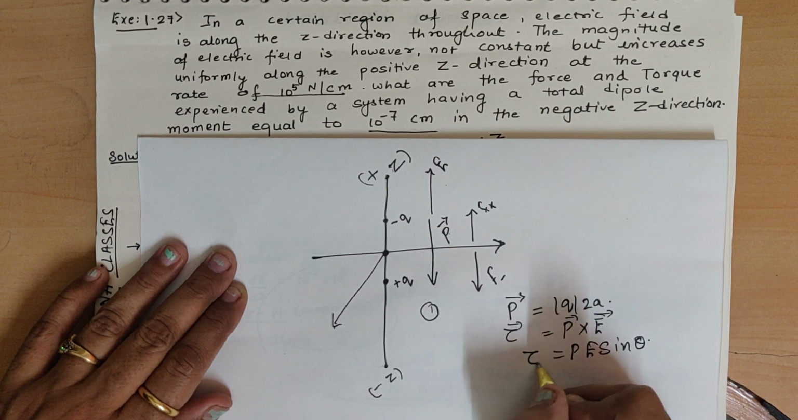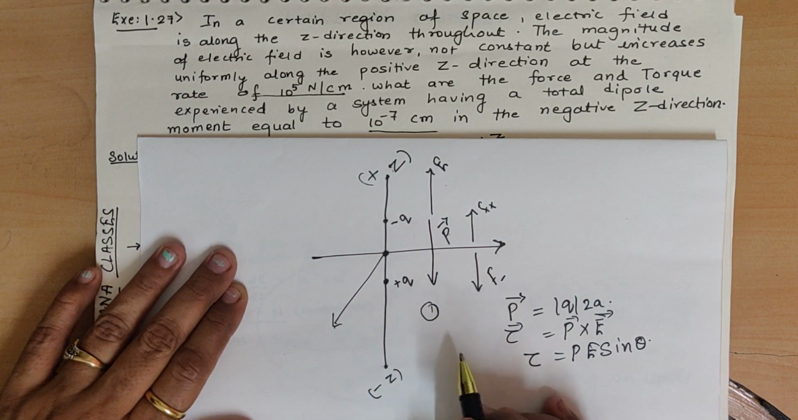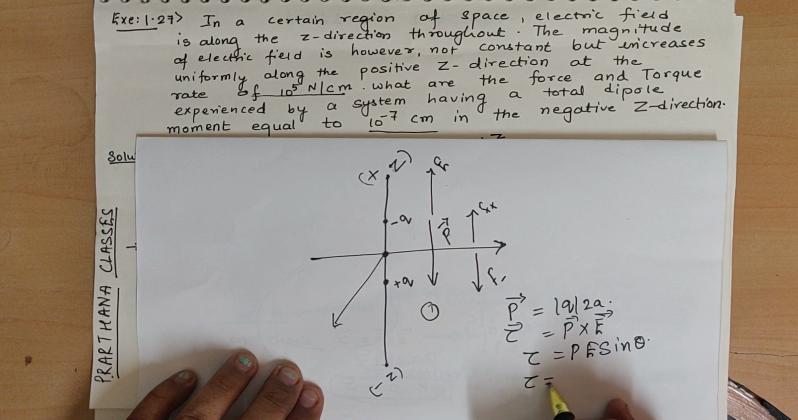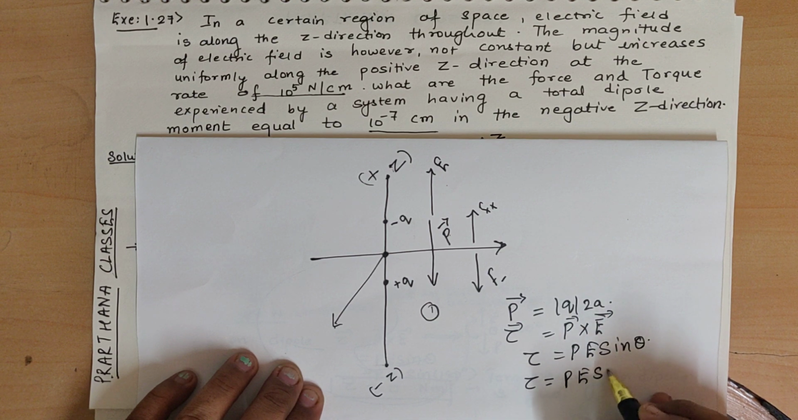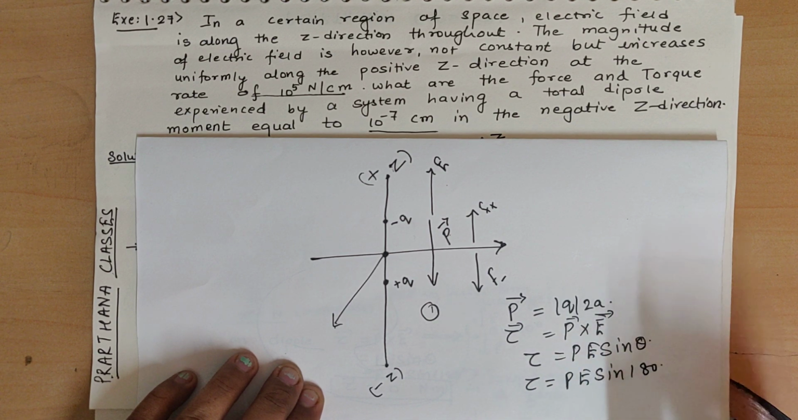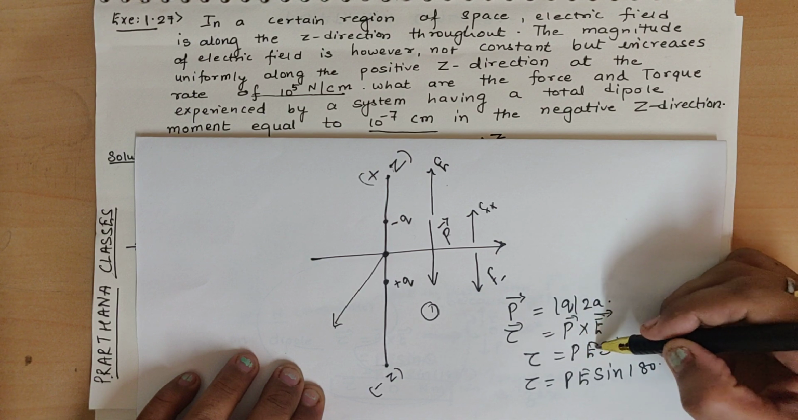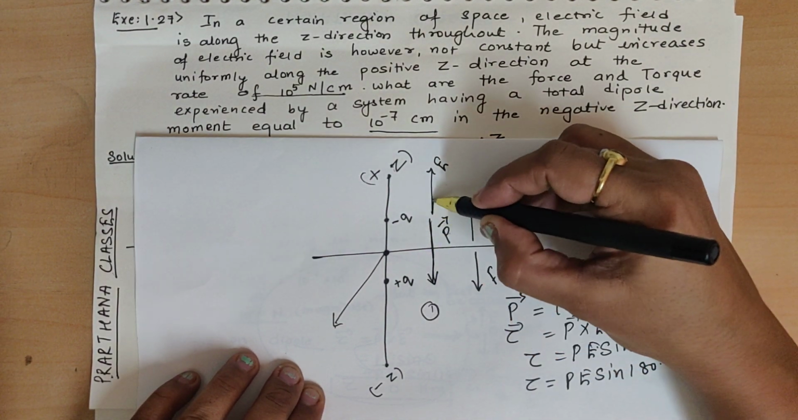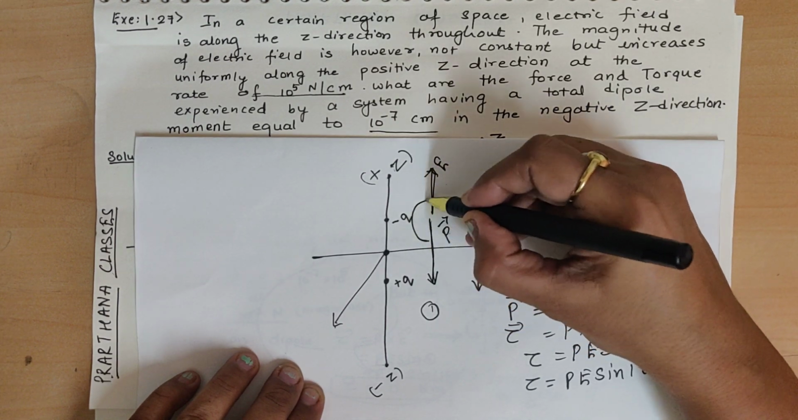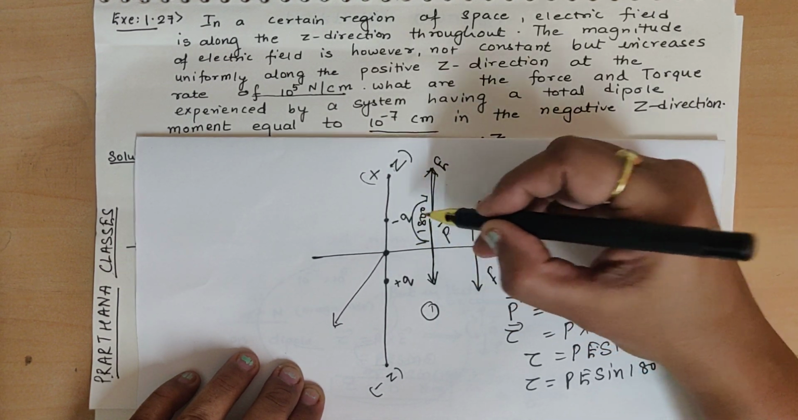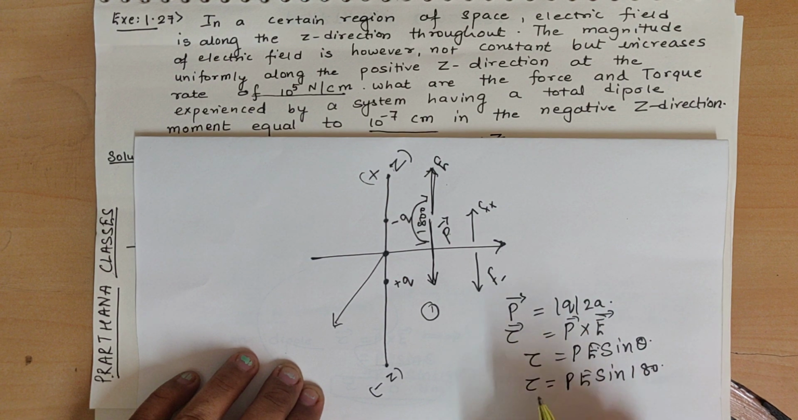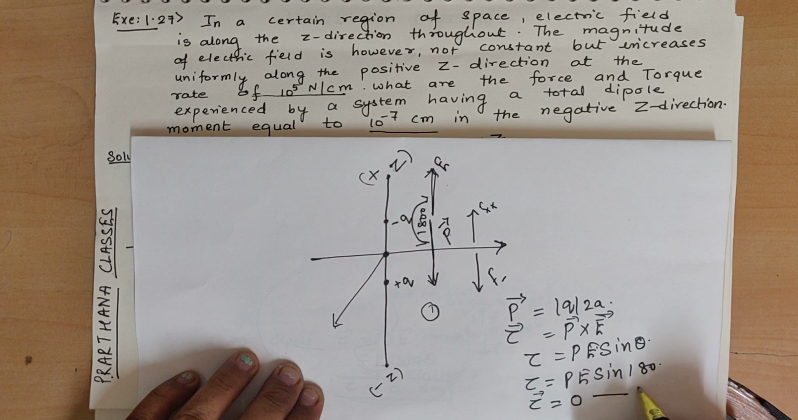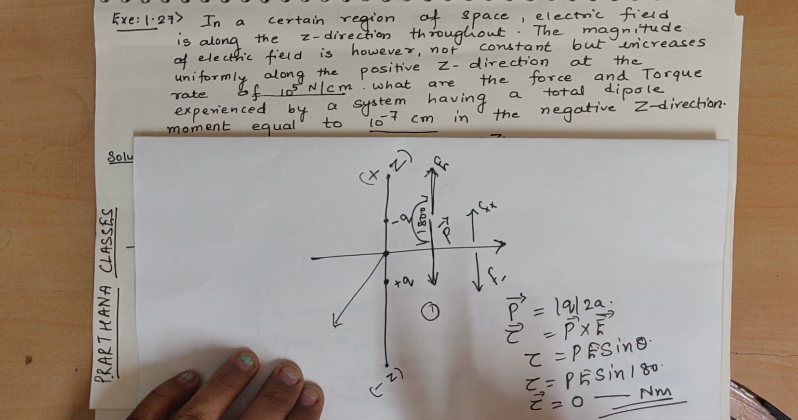Suppose if you want to find initially the torque, ठीक है, पहले टॉर्क निकालेंगे, फोर्स और भी इजी हो जाएगा. Torque would be equal to PE sin 180 degree. Do you agree? What is theta? Theta is an angle between P and E. You can see here P is in the negative z direction, E would be in the positive direction. What is the angle here? 180 degree. And you know that sin 180 is 0. So torque acting on this dipole must be equal to 0. This is the answer of the second part.